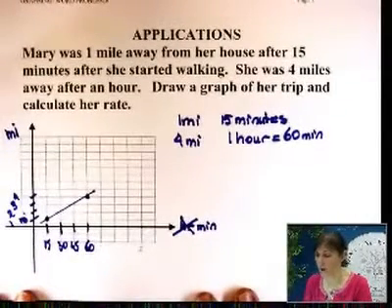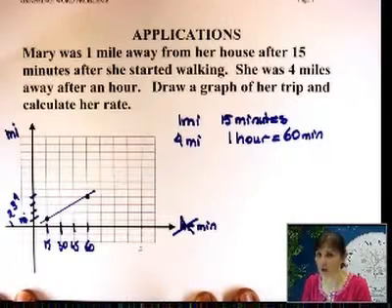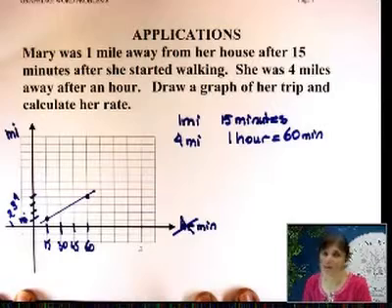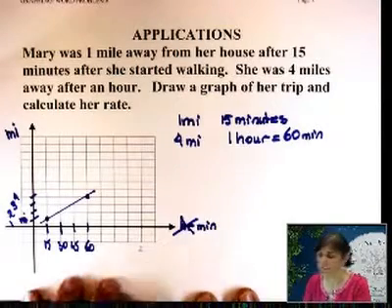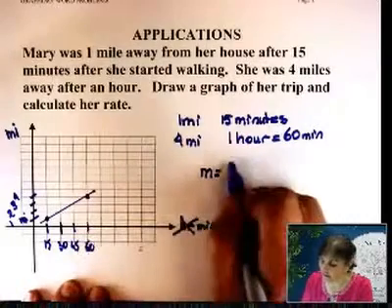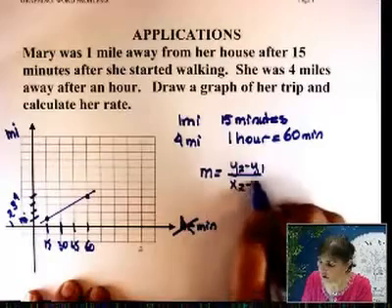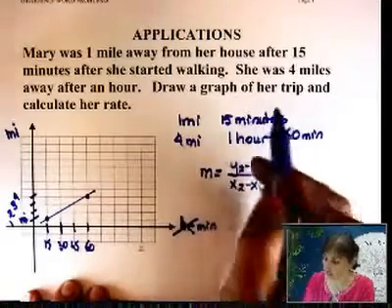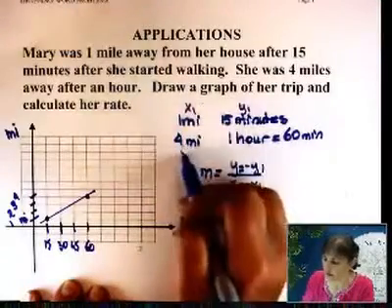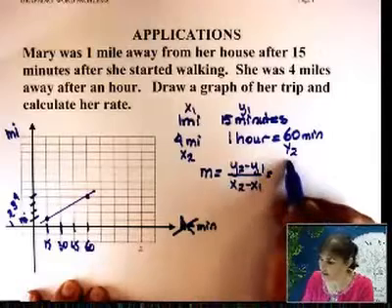Now, it says draw a graph, I did, and calculate her rate. What is rate? Rate is like miles per hour or miles per minute. So that's the slope, rise over run. So let's get the rise and let's get the run. This is like my x1, y1, and this is like my x2, y2. Plug them in.